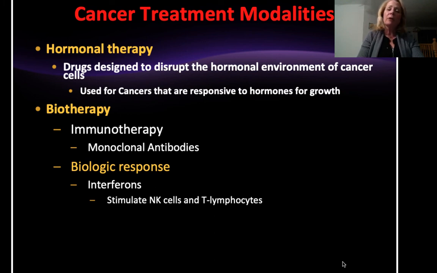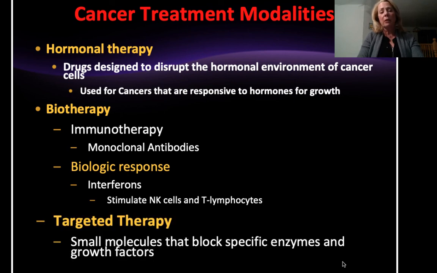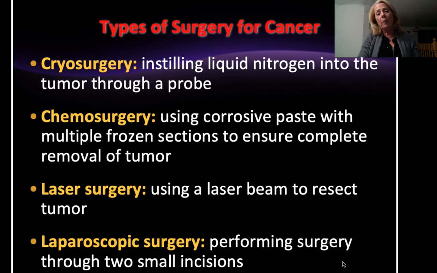And then there are other types of therapies where we can block specific enzymes and growth factors to stop the cancer cells from multiplying. There are some surgeries that can help, like cryosurgery, chemosurgery, laser surgery, and laparoscopic surgery.